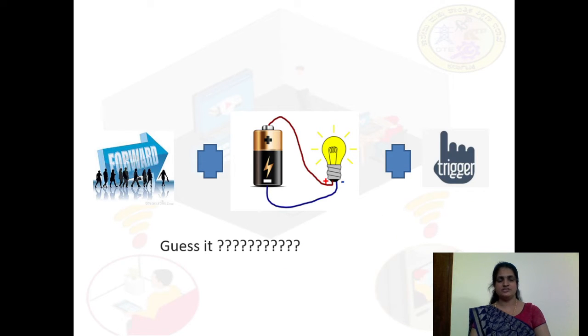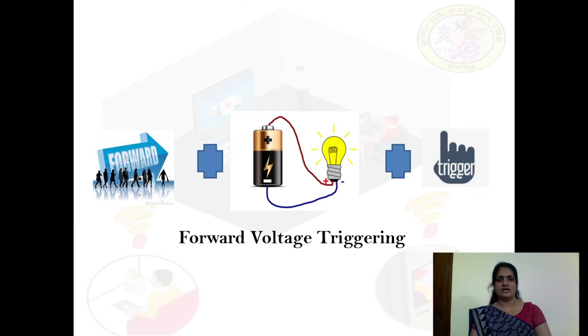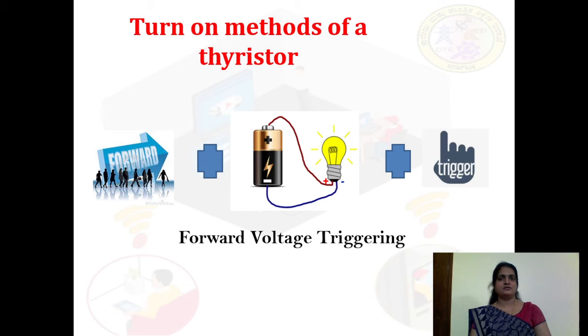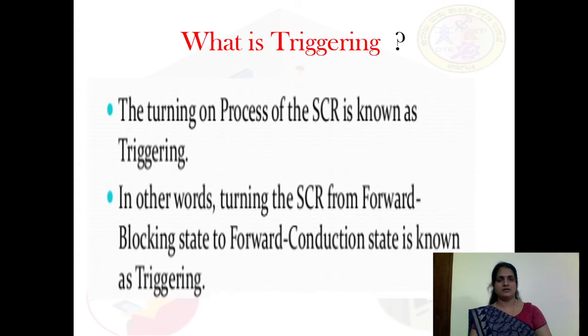This gives the information about triggering, the turn on methods of a thyristor. The first one is forward voltage triggering. What is triggering? The turn on process of the SCR is referred to as triggering. In other words, turning the SCR from the forward blocking state to the forward conduction state is known as triggering.